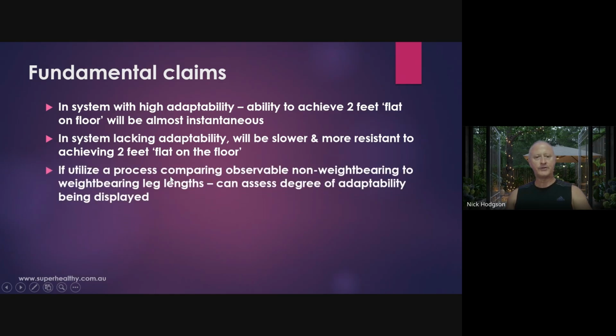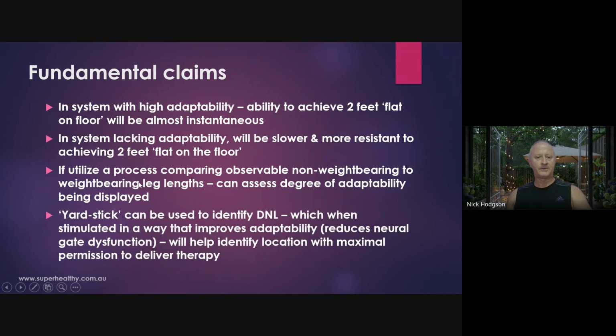So if we utilize a process comparing observable non-weight bearing to weight bearing leg lengths, we can assess the degree of adaptability being displayed. This yardstick can then be used to identify the dominant neurological layer, which when stimulated in a way that improves adaptability, so reduces neural gate dysfunction, will help identify the location with maximal permission to deliver therapy.